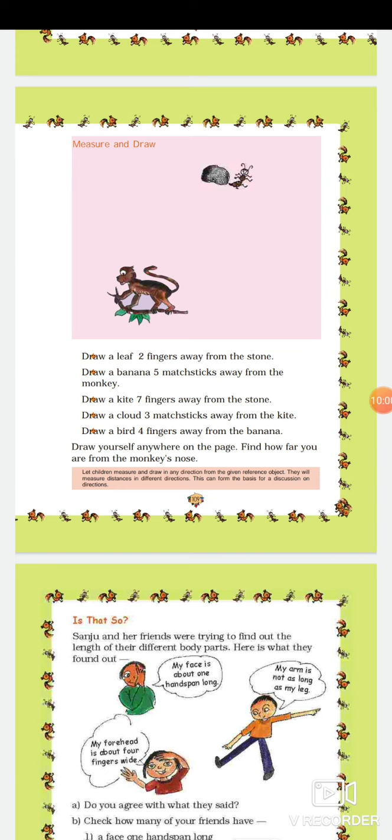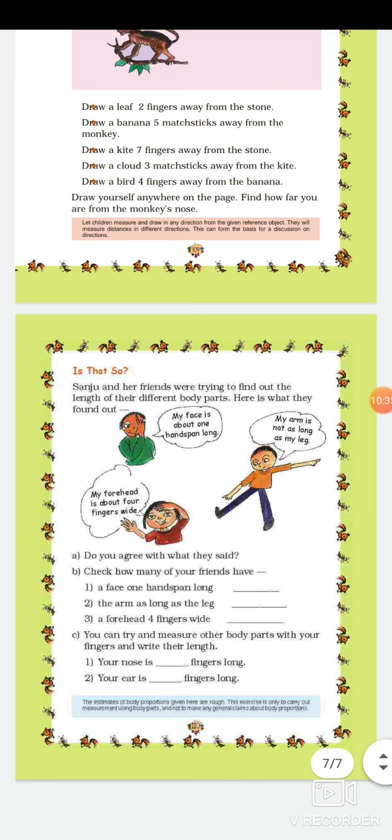Then draw a kite 7 fingers away from the stone. Draw a kite. Okay, kite you can draw and 7 fingers away. Draw a cloud 3 matchsticks away from the kite. Draw a cloud. Draw a bird 4 fingers away from the banana. Draw yourself anywhere on the page. Find how far you are from the monkey's nose.